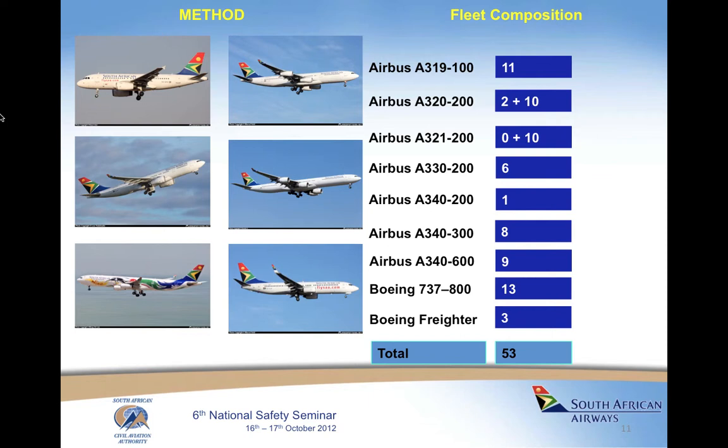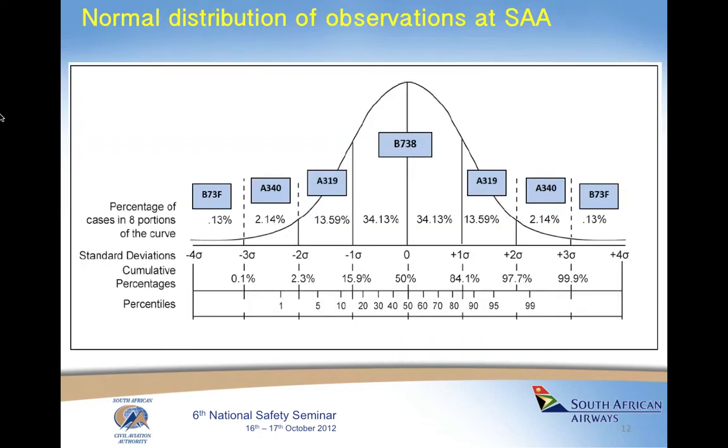The size of each fleet therefore suggested to us the proportion of sectors. This in turn was used as a starting point to determine the number of LOSA observations. The so-called bell curve shows that the majority of observations came from the Boeing 738 fleet, followed by the A319 and A340 and lastly the 737 freighter fleet. By comparing the actual selected distribution of observations against the normalized distribution, appropriate statistics were used which would best infer characteristics of South African Airways flight operations.